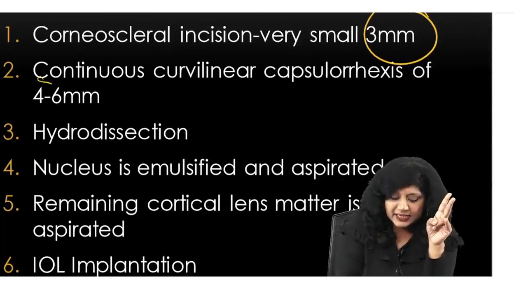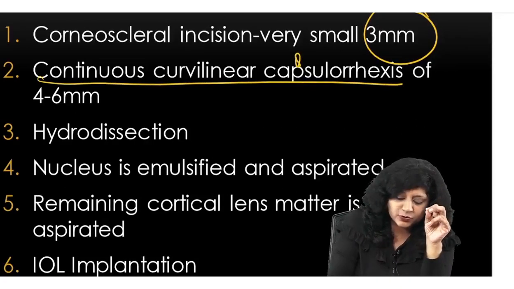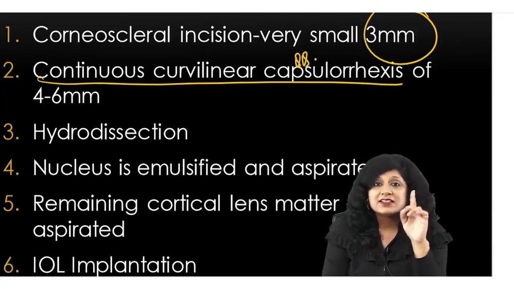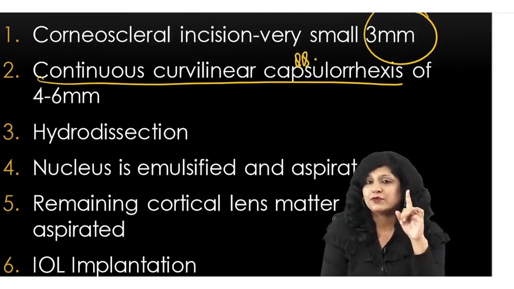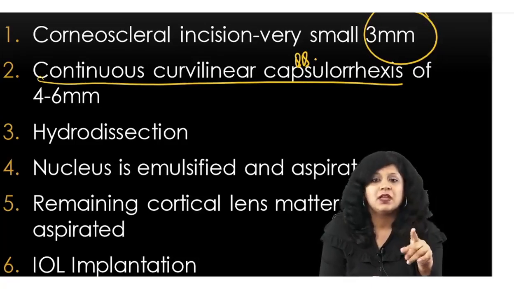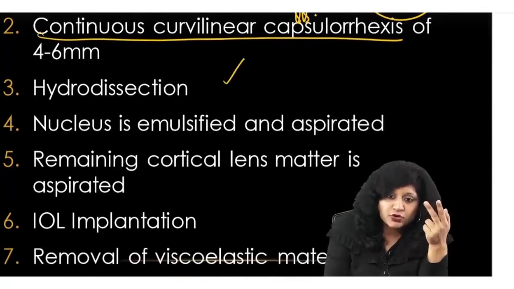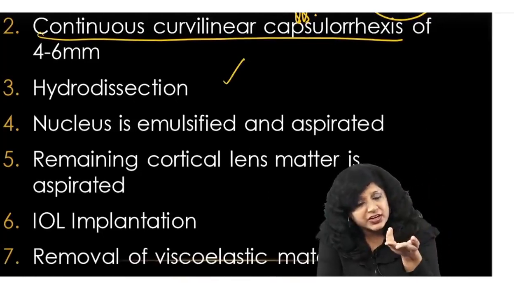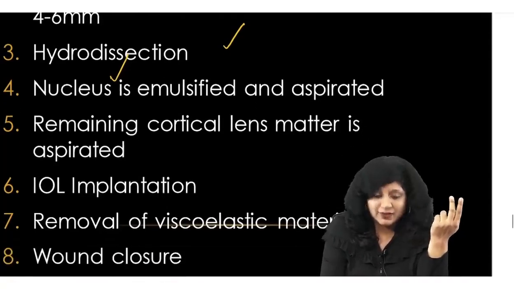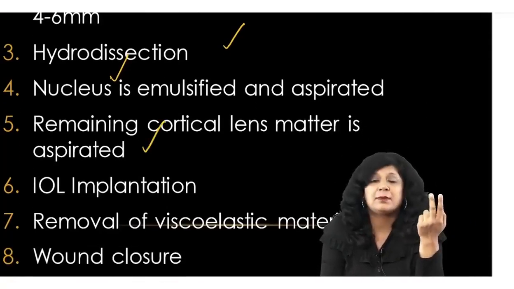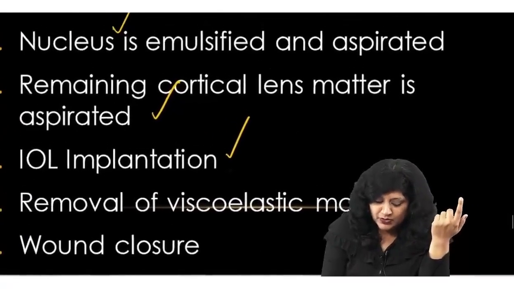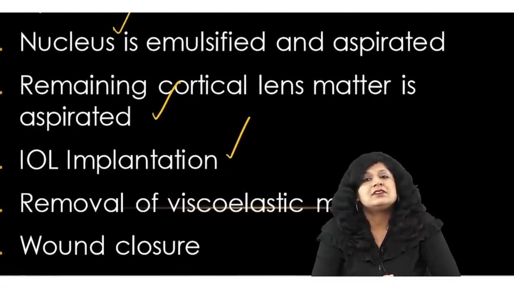Here we are basically using the continuous curvilinear capsular access only. We are not using the can opener technique here, and this is a question which they are asking many times, that which kind of anterior capsulotomy is preferred for phaco. Then same, you have to do the hydrodissection or hydrodelineation if it is required. You have to do the nucleus delivery. You have to aspirate the remaining cortical matter. You have to do the IOL implantation. You have to remove the viscoelastic material and do the wound closure.